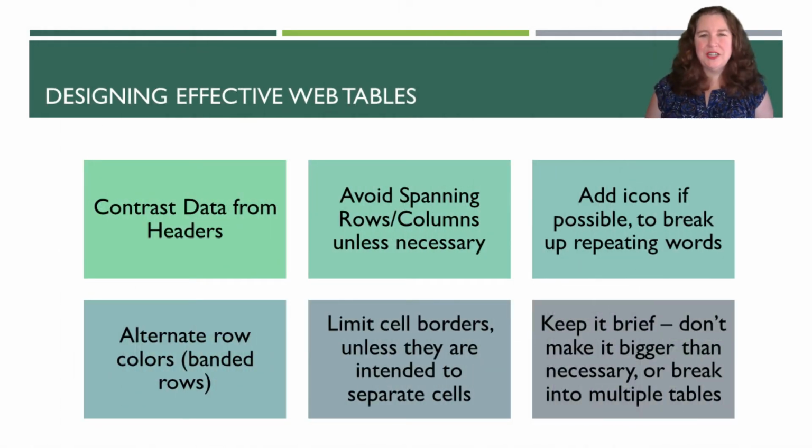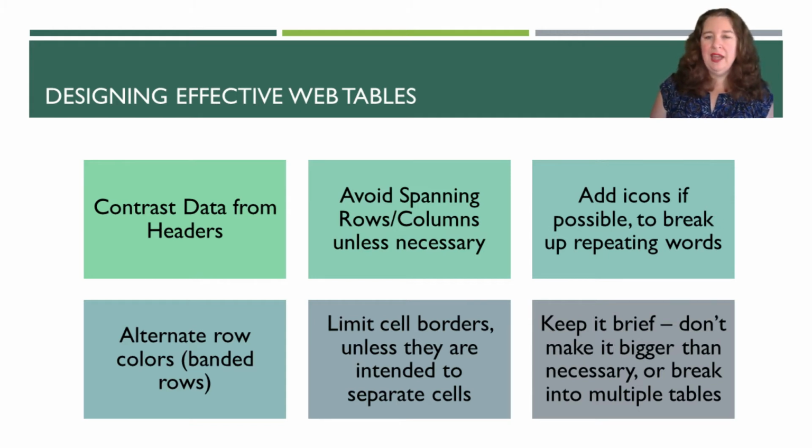One of the extra sections in this is how to design effective web tables. How can you make your web table look good? There's just a couple of rules that they suggest that you think about. First is make sure that your data and your headers look different. Contrast them in some way, make one bold, change the background color, make your headers and your data look different than each other. Try to avoid spanning your columns or rows unless it's necessary to reduce data.